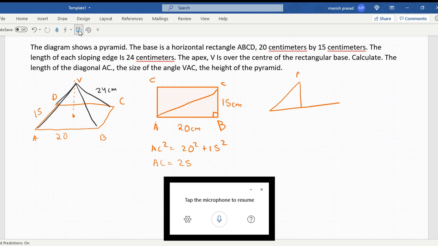So I have it like this, V, A, C. Let this point be the midpoint of the rectangle, M. So this becomes the 90 degrees. Okay. Now AM is half of AC. That means it will become 25 upon 2, that is 12.5. Now, do we know VA? Yes, we know VA. The sloping sides are 24 centimeters each. We have to calculate this angle. So it is the adjacent and the hypotenuse. So cos A is equal to the adjacent upon the hypotenuse. So A is equal to cos inverse 12.5 upon 24. So let's get the angle now.